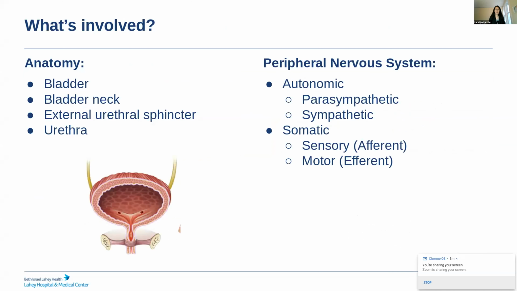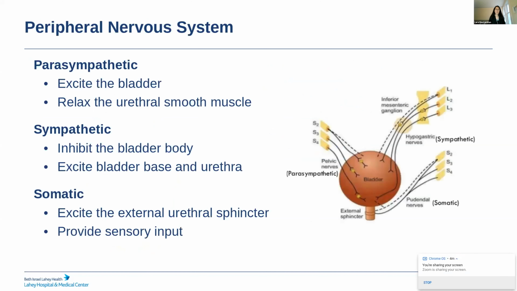Well, the anatomy involved is obviously the bladder, but also the bladder neck, the external urethral sphincter, and the urethra. And then as far as the neural pathways involved, it involves the peripheral nervous system, which includes the autonomic system, so both the parasympathetic and sympathetic systems, as well as the somatic system, where you have the afferents giving sensory information and the efferents giving motor control.